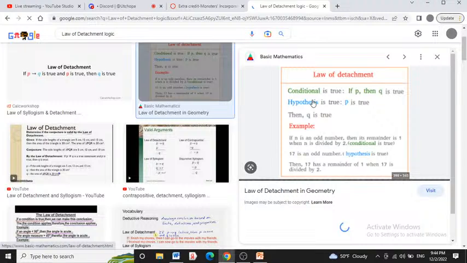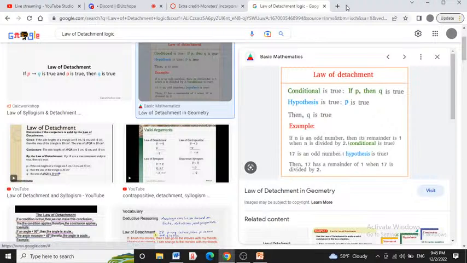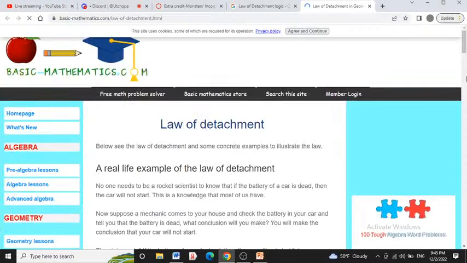Here's an example with P and Q again. Conditional is true: if P, then Q is true. Hypothesis is true, P is true, then Q is true. Example: if n is an odd number, then its remainder is 1 when n is divided by 2. Conditional is true. 17 is an odd number, hypothesis is true, then 17 has a remainder of 1 when 17 is divided by 2. It's law of detachment in geometry. Alright, let me see if I have another example.